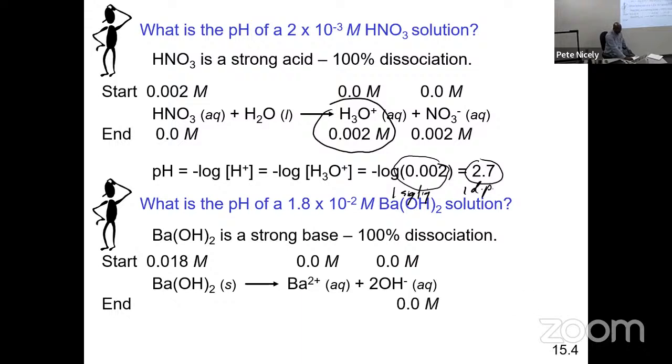Now, because of the stoichiometry of the dissociation, you have to take into account that for every 1 mole of this that dissociates, there are 2 moles of the hydroxide ion. So basically, when all of the barium hydroxide has dissociated, at the end of that process, the concentration of the barium would be 0.018, and the concentration of the hydroxide would be 0.036, which would be 2 times 0.018, all right? So now that we have the concentration of the OH minus after dissociation, how do we find the pH?